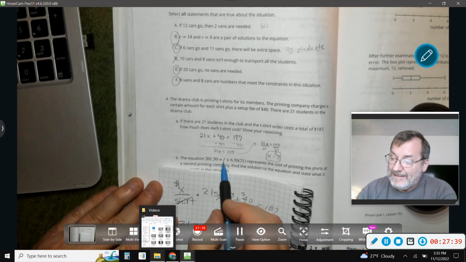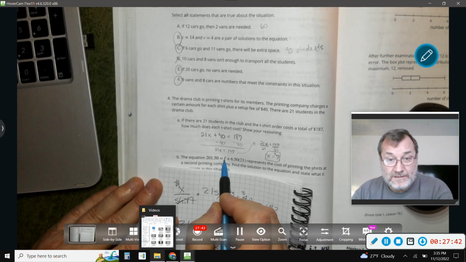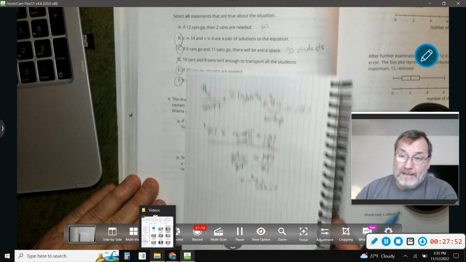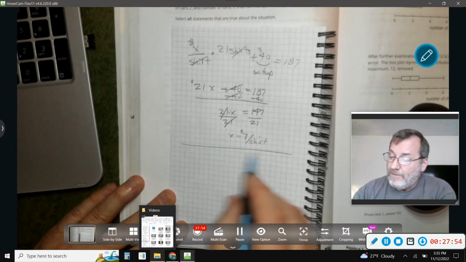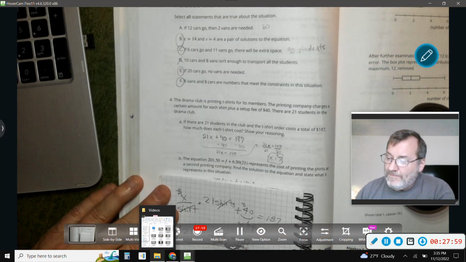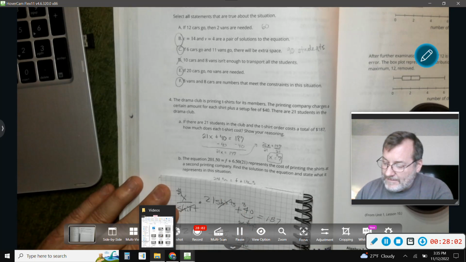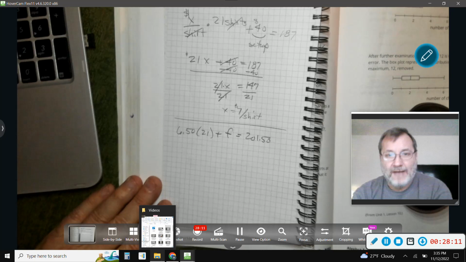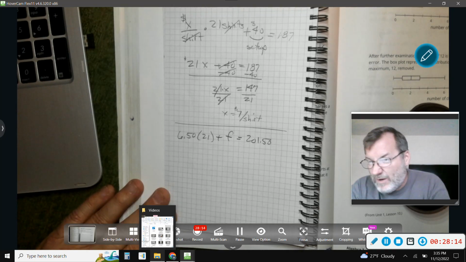So we're looking at this little thing right here, the setup costs. That's the setup costs. You're not multiplying it by anything. It's just how much it's going to cost to set up the equipment, colors, design, etc. So what do we have here? We have an equation, and I'm going to rearrange it a little so it's more familiar. I'm going to set it up like this: 6.5 times 21 plus F equals 201.5. That is more conducive to what I want to do.